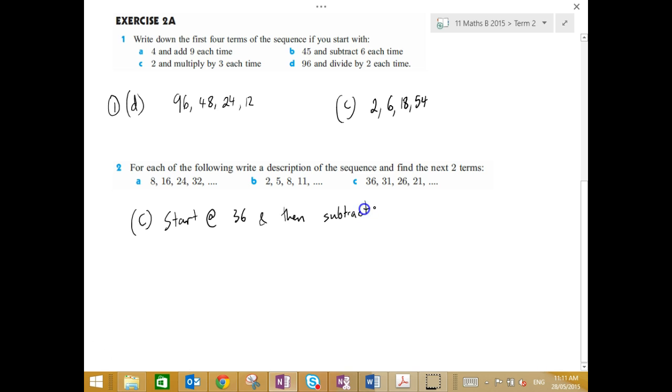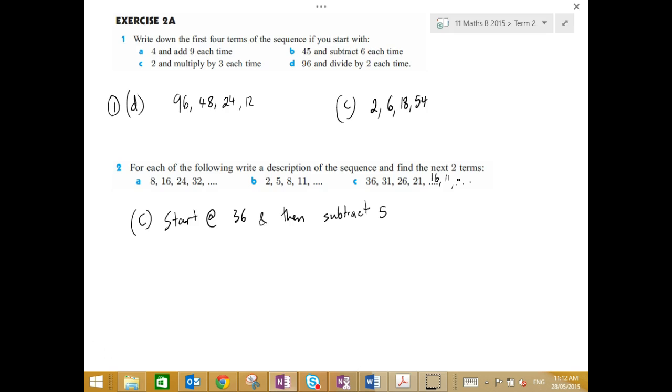That's funny. And then subtract 5 to get to the next term. And so to find the next two terms, we're at 21, and we'd subtract 5 to get 16, and then subtract 5 again to get 11. And we could continue that on forever. Very exciting. That's it for 2A.